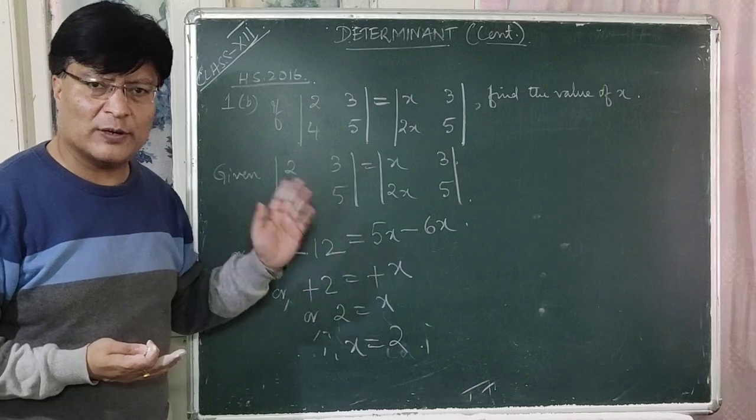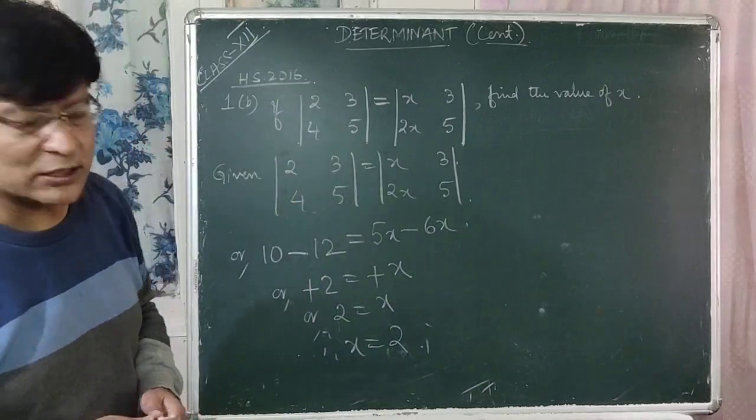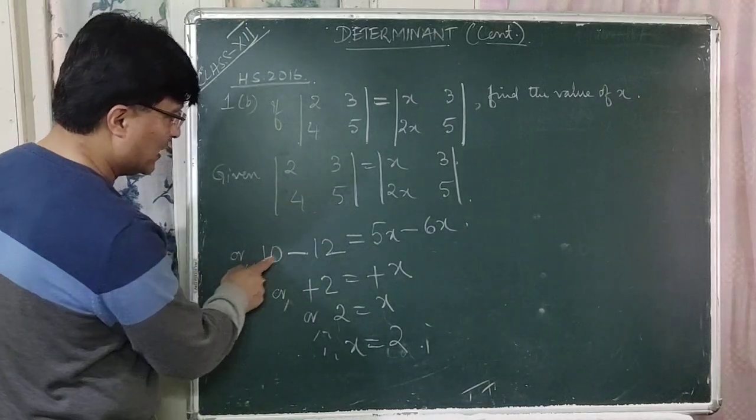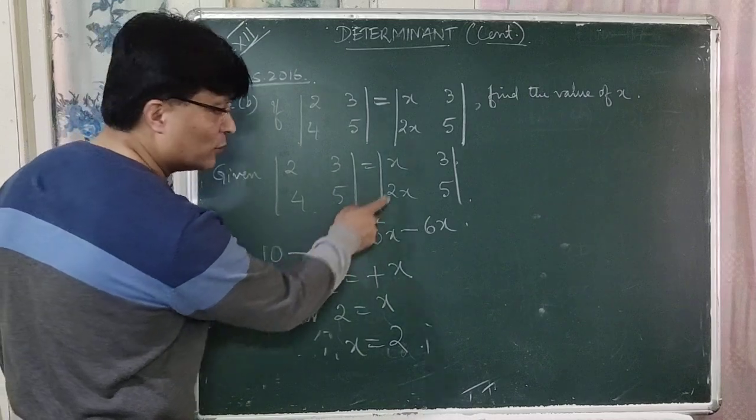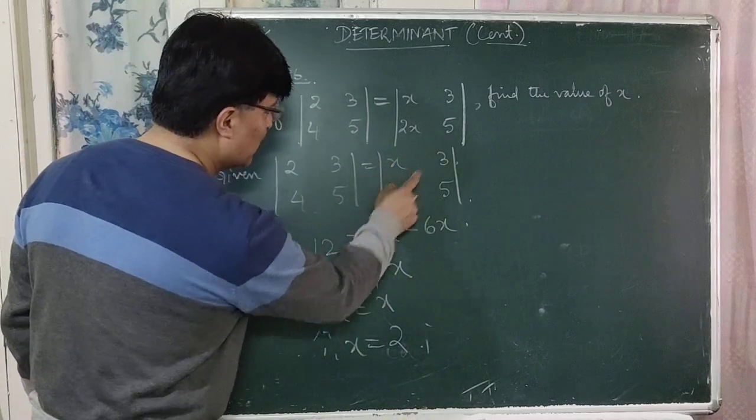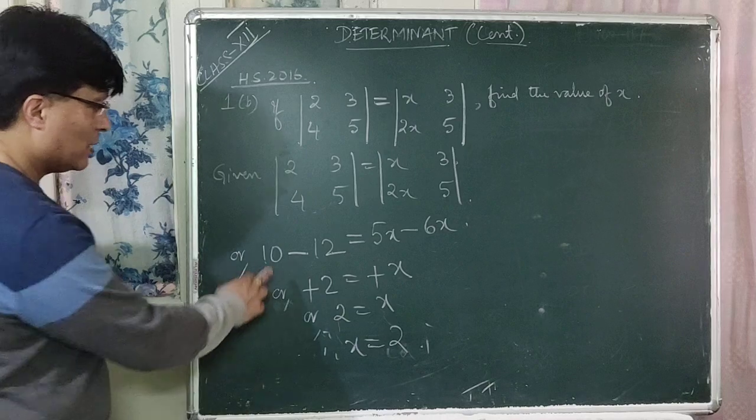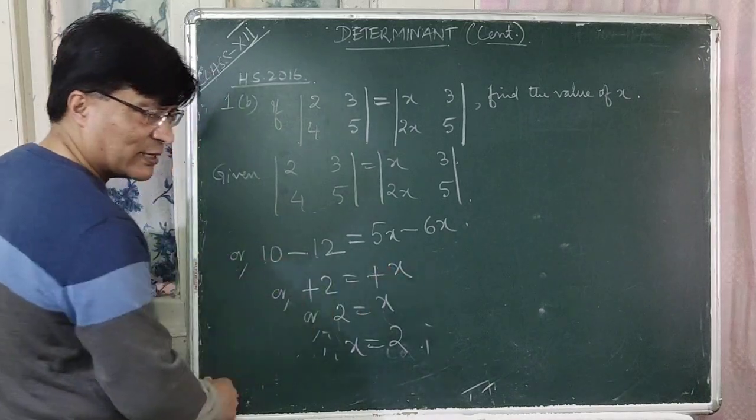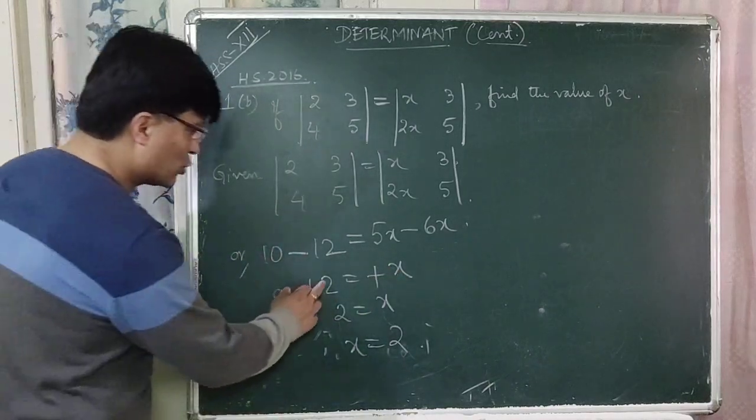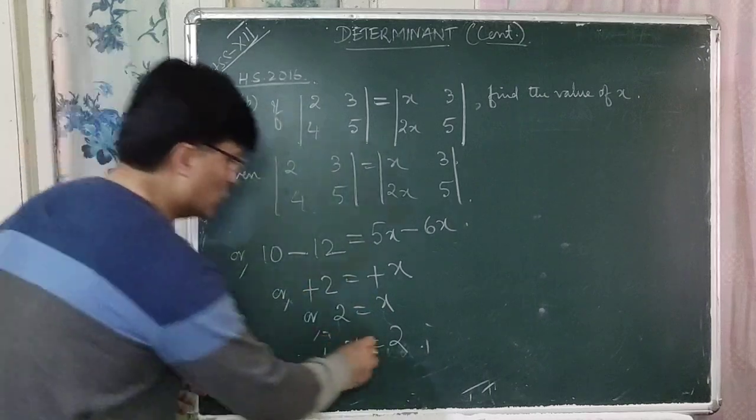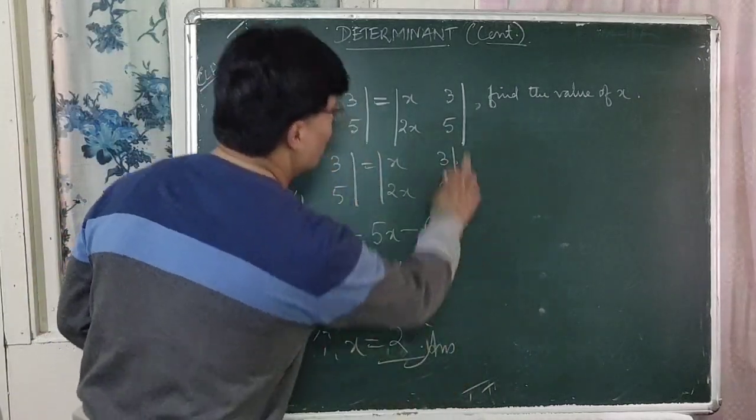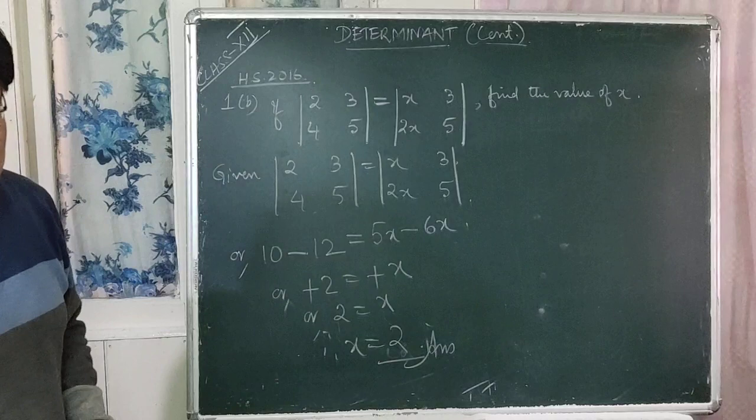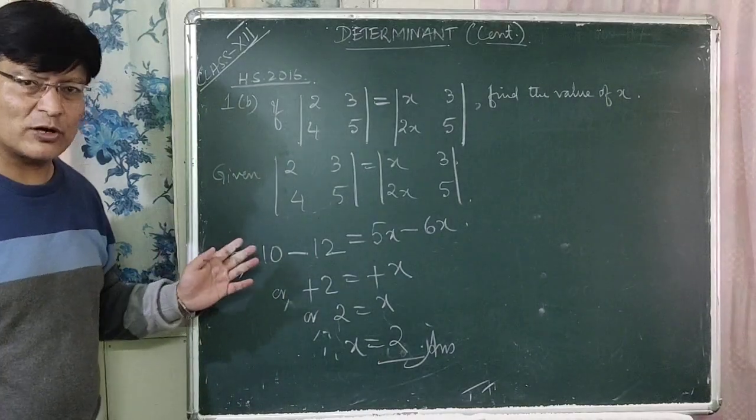So first of all, you have to expand this second order determinant. That is 2 5s are 10 minus 4 3s are 12 is equal to x into 5, 5x. Then it is minus 6x. Okay. 10 minus 12 minus 2 is equal to, this is minus x, minus gets cancelled. So 2 is equal to x. That means x is equal to 2. So this is the answer. So what is the value of x here? That is x is equal to 2. Is that clear to all of you?